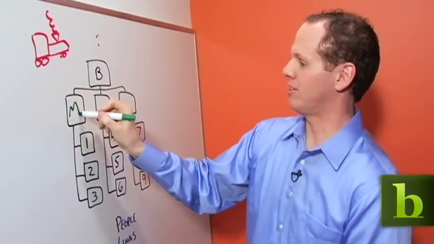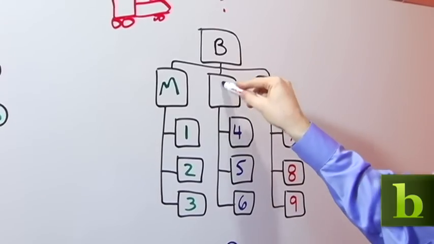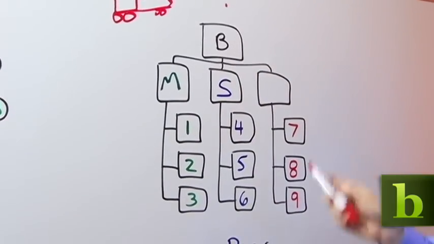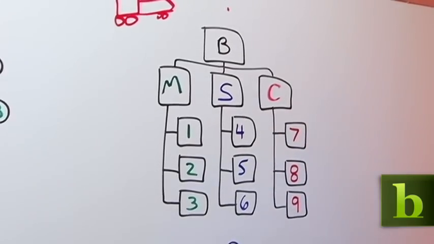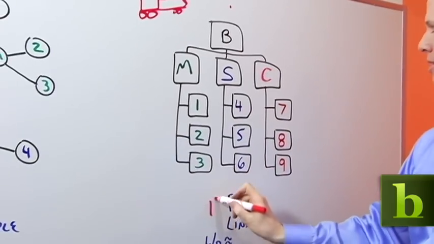We'll call this one the manufacturing manager. We'll call this one the sales manager. And we'll call this one the customer service manager. Each of those has 3 direct reports. Total of 13 people in this picture.